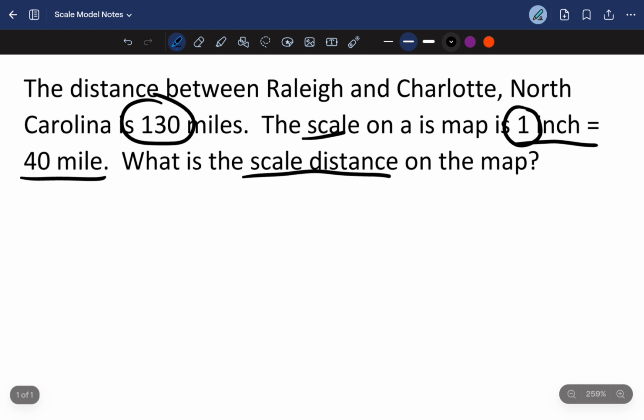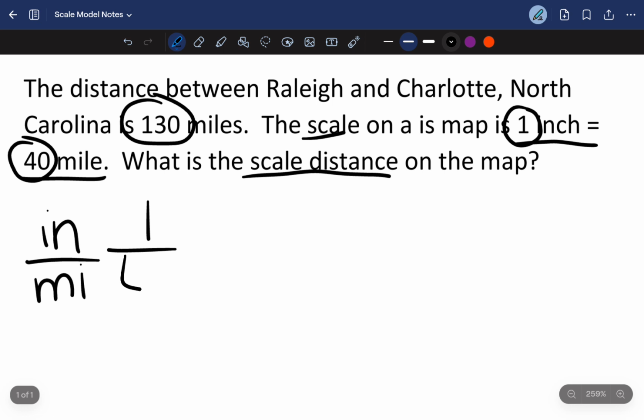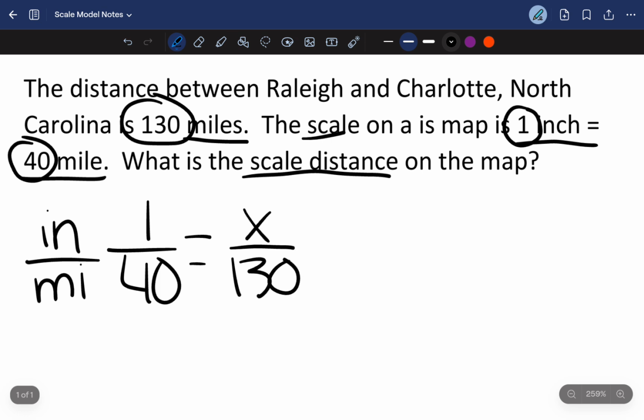So I'm going to finish circling all my numbers. And I'm going to use the given information because that's going to help tell me how to set up my proportion. So my first ratio, and remember we got to use our words first. So inches is what comes first. I'm going to do inches over miles. So I'm going to put 1 over 40. That's my first ratio equals, and the 130 is miles. So that means 130 goes on the bottom, and then x goes up top.